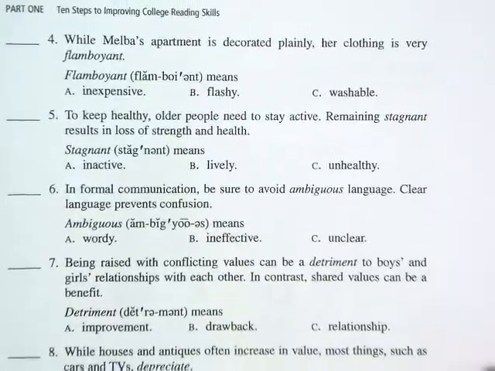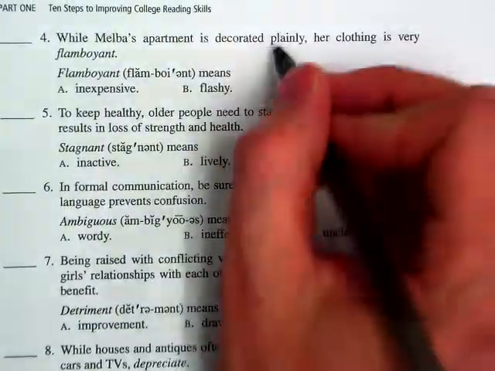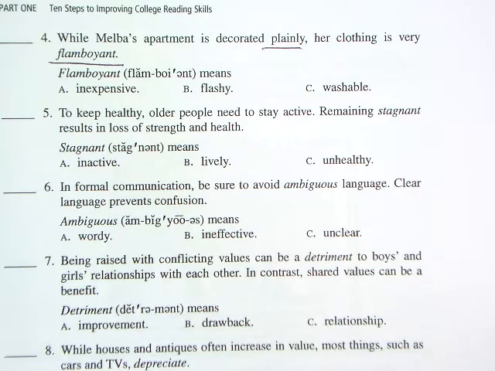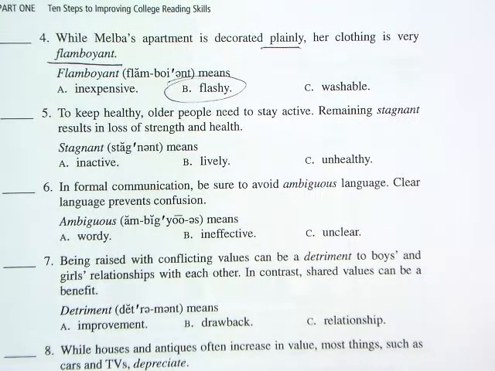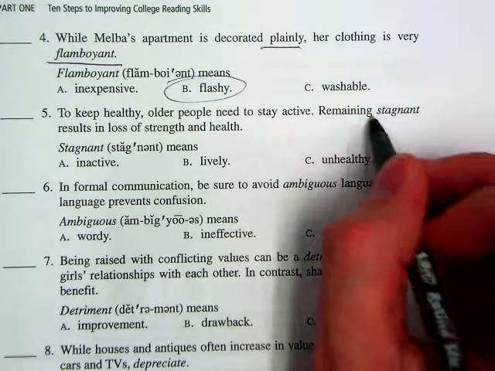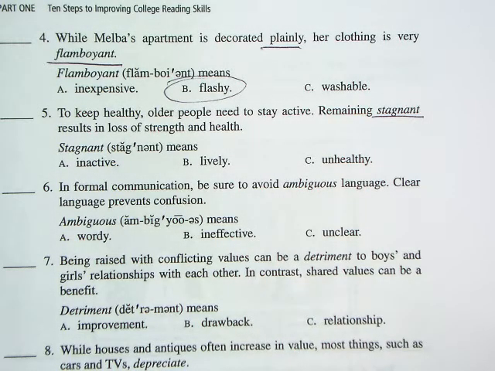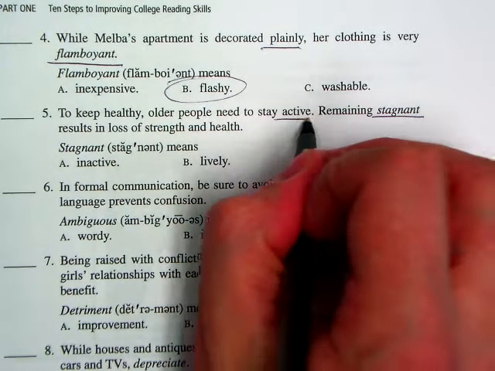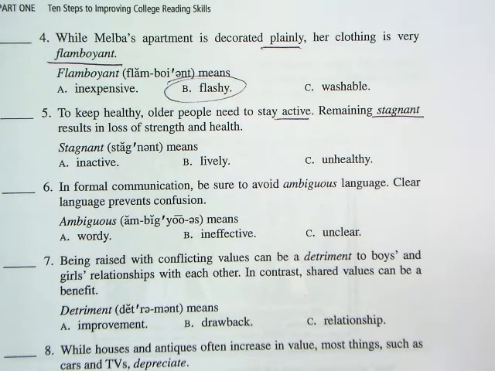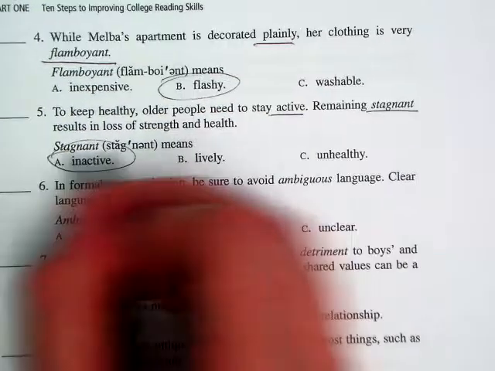Last page. While Melba's apartment is decorated plainly, her clothing is very flamboyant. Which one of these is the opposite of plainly? Flashy. To keep healthy, older people need to stay active. Remaining stagnant results in loss of strength and health. Active and stagnant are the antonyms. So what is the opposite of active? That is inactive.